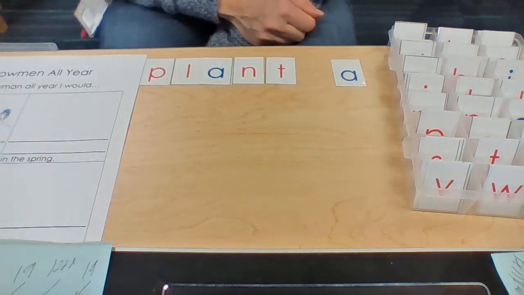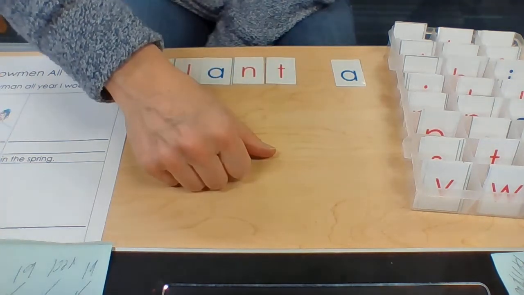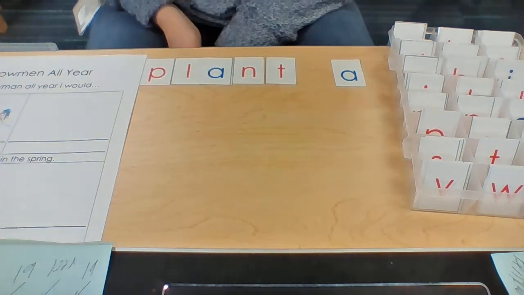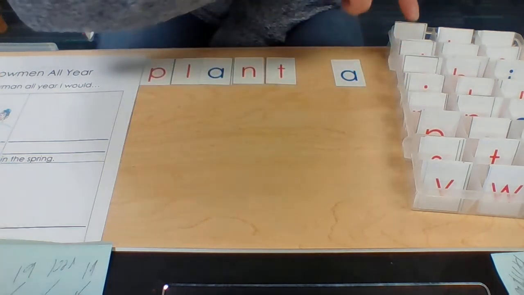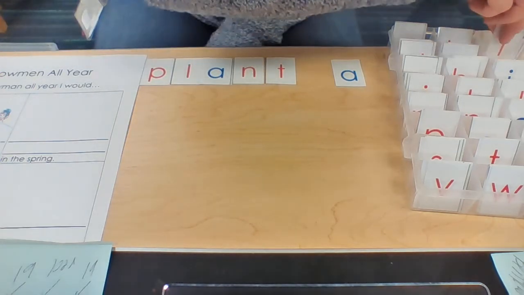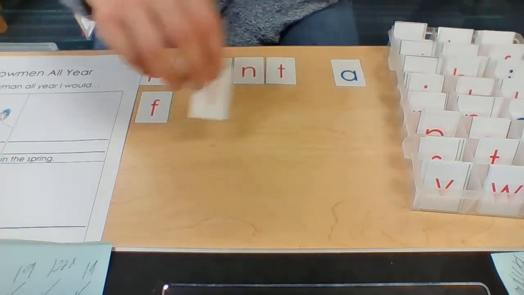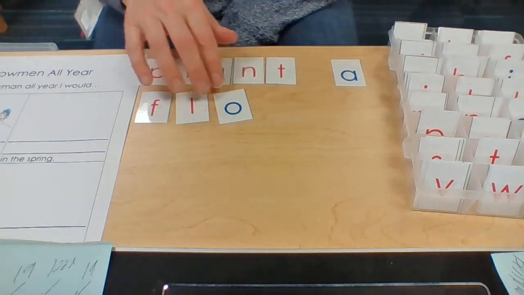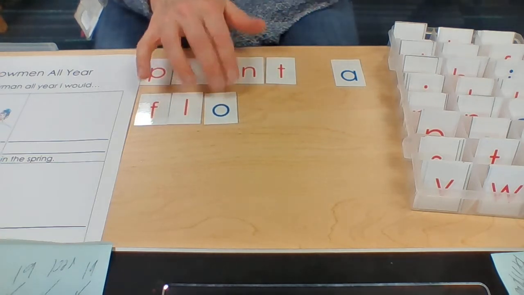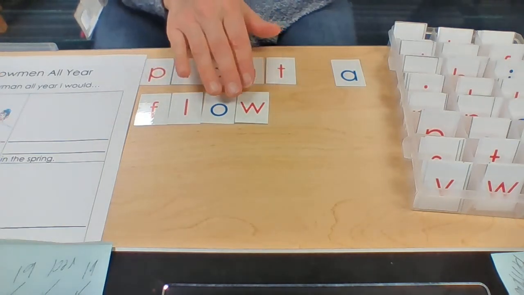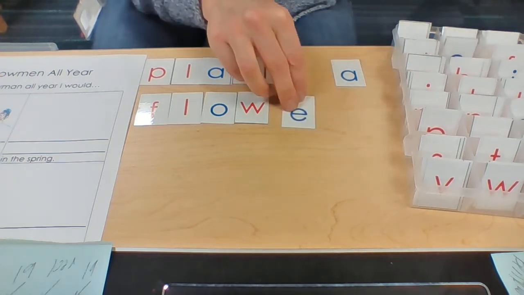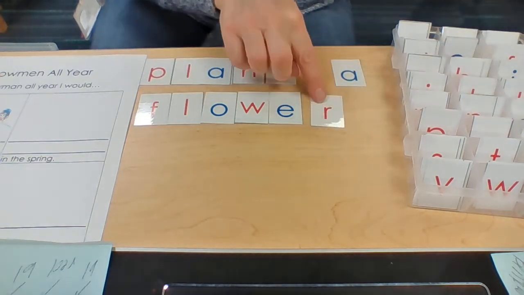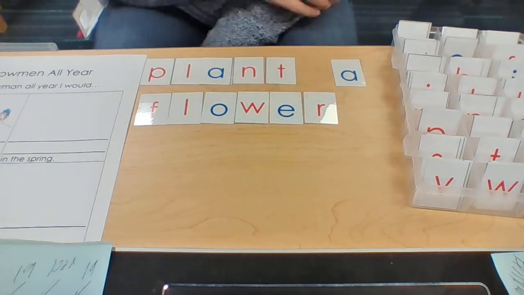Flower. That's 2 syllables. The first syllable is flow. Flow. Oh, I hear it. Do you hear that? Flow. And I know that er says, if R is by itself, it says R, but if I add an E, it's er. Wow, that's a long word too.